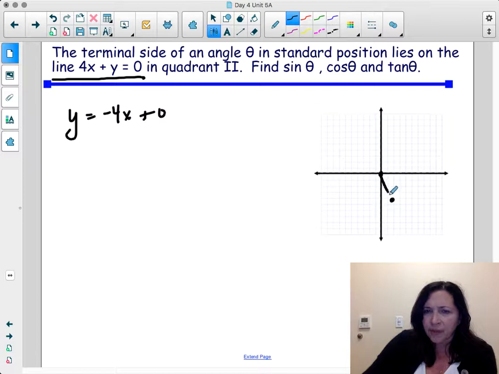And so what that's telling me is, that's my point. I got to go back to the x-axis. Down 4, so that's negative 4, over 1 is 1. Let's find the third side. 1 squared plus negative 4 squared equals my x squared. So that's what, 16 plus 1 is 17, so that's going to be the square root of 17.